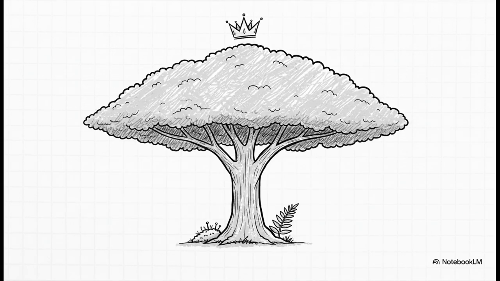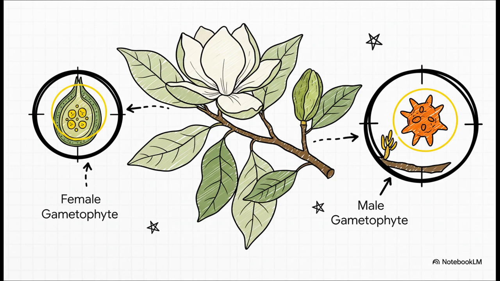And that brings us to Act 3, total domination. We're talking about the plants that run the world today. Flowers, pine trees, you name it. With seed plants, the takeover is absolute. The sporophyte is literally everything you see: the tree, the rose bush, the blades of grass.